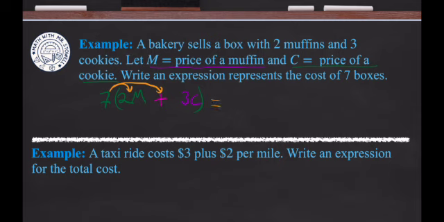So we go 7 times the 2m. 7 times 2 is 14, so we have 14m. And we do plus, because it's positive, 7 times 3c. 7 times 3 is 21, so 21c. Notice there are no like terms. The m and the c are different variables, so we cannot put them together anymore. So that would be our expression fully simplified.